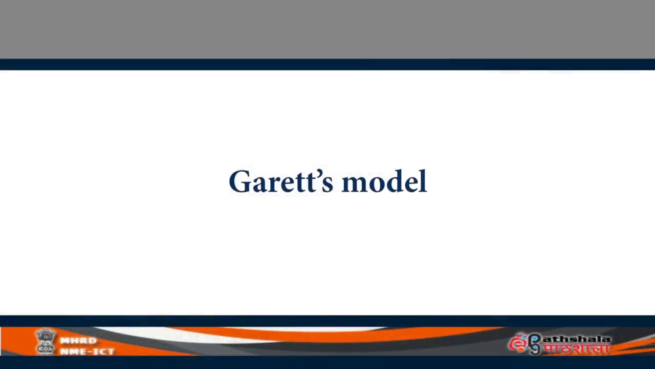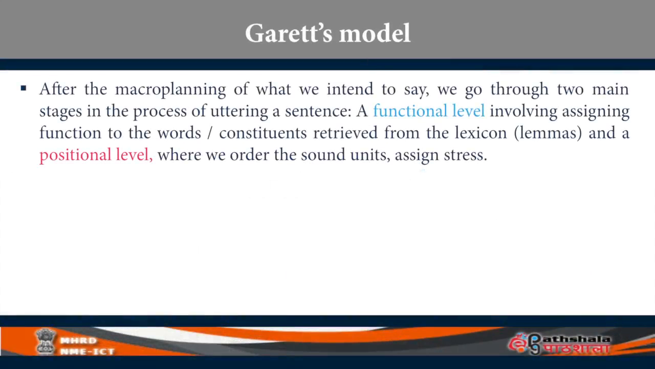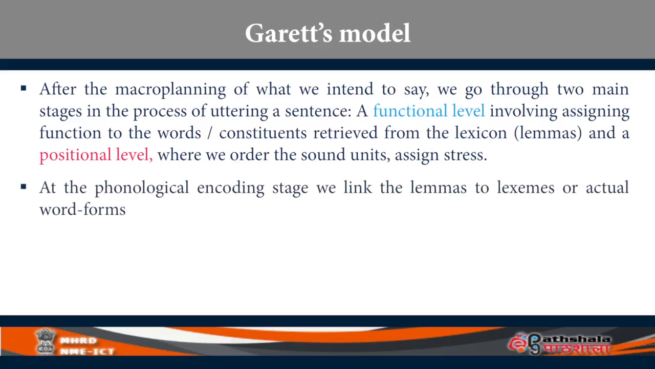Again, let me repeat the salient features of Garrett's model. There is something called macro planning. We know what we want to speak about, what we intend to say, and then we go through the functional level, assigning functions to the constituents retrieved from the lexicon. Then we go through a positional level where we put stress and certain phonological features, and at the phonological encoding stage we link lemmas and lexemes together to form the actual words.